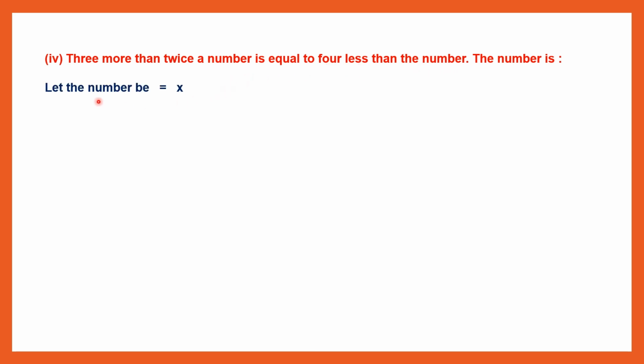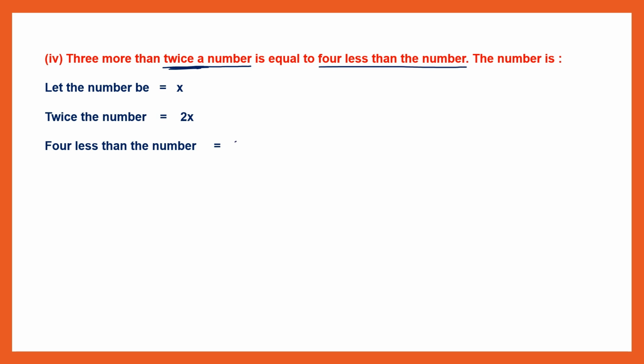Let's start by saying let the number be x. That means twice the number will be 2x, isn't it? If the number is x, twice the number will be 2x. Then 4 less than the number, 4 less than x, means minus 4.